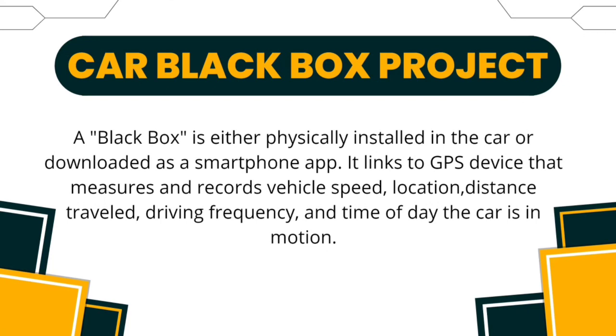So a car black box is either physically installed in the car or downloaded as a smartphone app. It links to a GPS device that measures and records vehicle speed, location, distance traveled, driving frequency, and time of day the car is in motion.